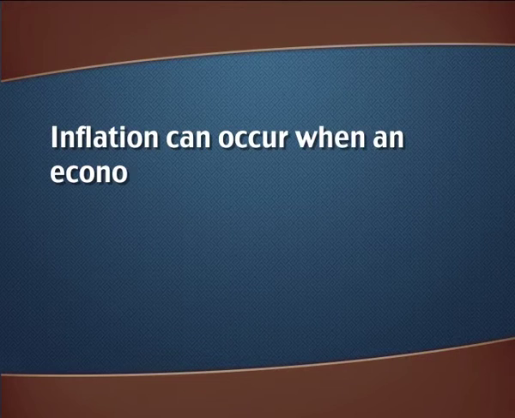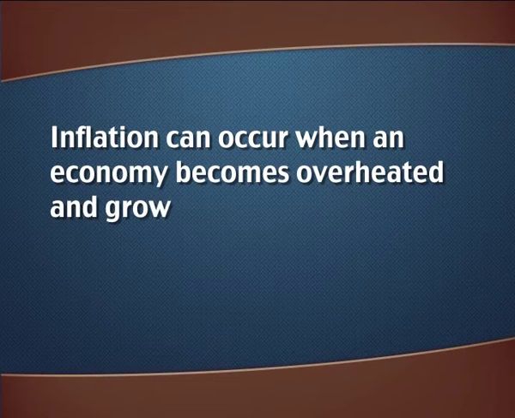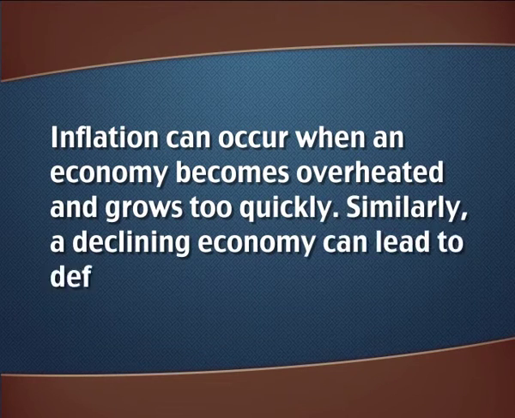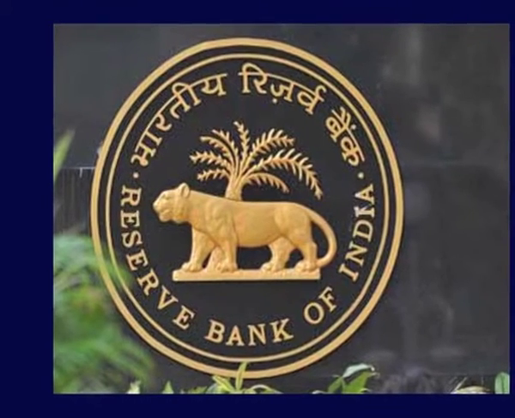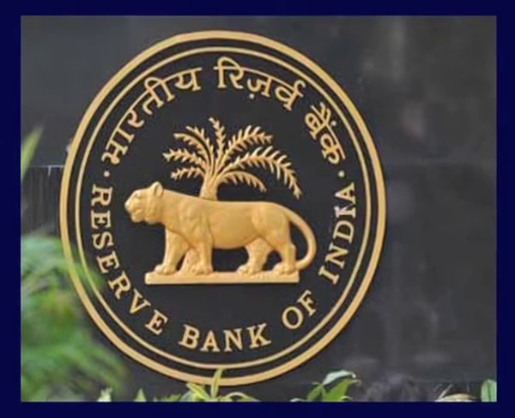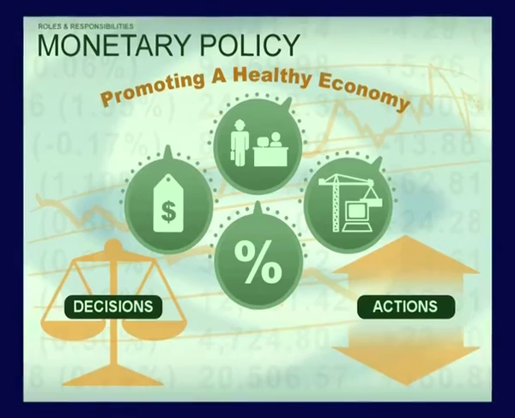A general price increase across the entire economy is called inflation. When prices decrease, there is deflation. Economists measure these changes in prices with price indexes. Inflation can occur when an economy becomes overheated and grows too quickly. Similarly, a declining economy can lead to deflation. Central bankers who control a country's money supply try to avoid changes in price level by using monetary policy.